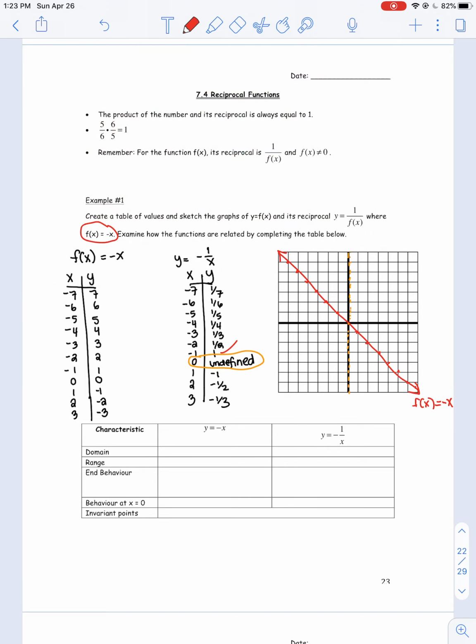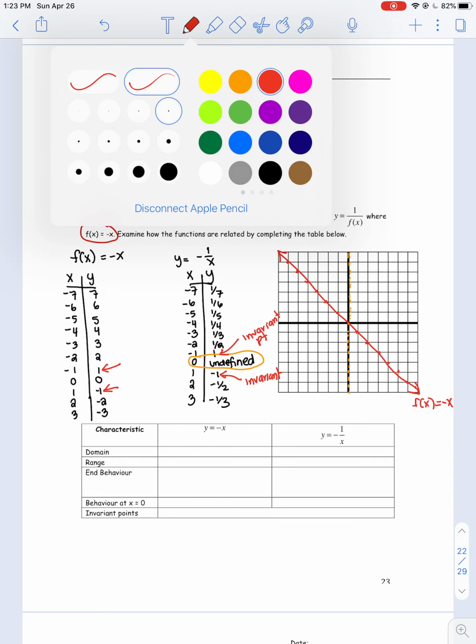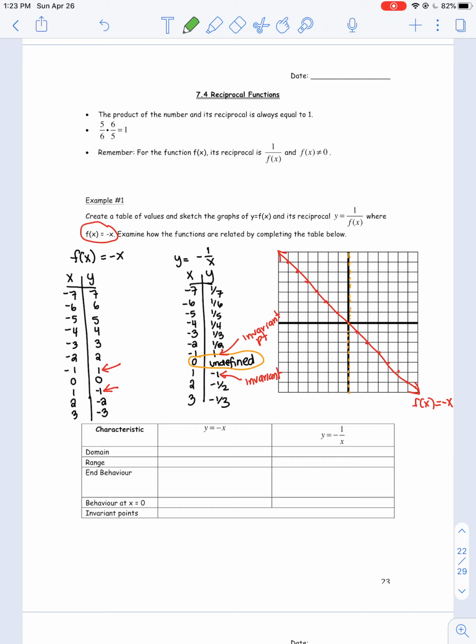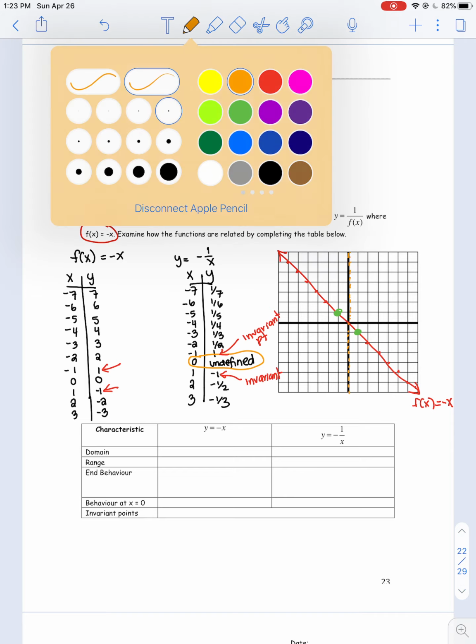And then we also see that there are two specific points here. This point right here and this point here, they match these two. They are identical. So those are called invariant points. Invariant points are points that don't change. They remain the exact same on the original and the new graph. So if we plotted negative 1, 1, we're going to see that it's identical on the other graph. So I'm going to put, with a green, a point at negative 1, 1. That's going to be the same. And positive 1, negative 1 is going to be the same. So those are the invariant points.